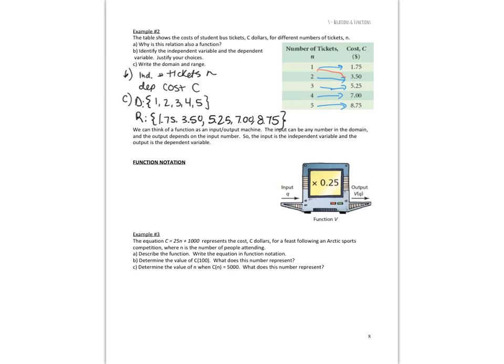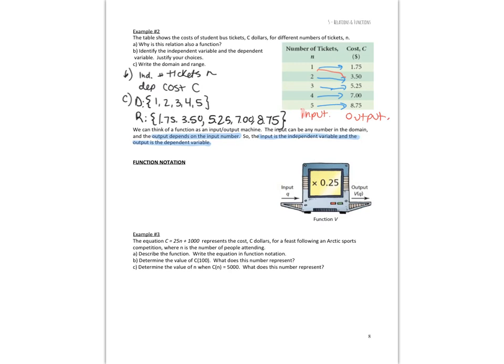You can think of a function as an input-output machine. So the input can be any number in the domain, and the output depends on the input number. So the input is the independent variable, and the output is the dependent variable. So again, going back to our chart here, our input was the number of tickets, the cost was the output.